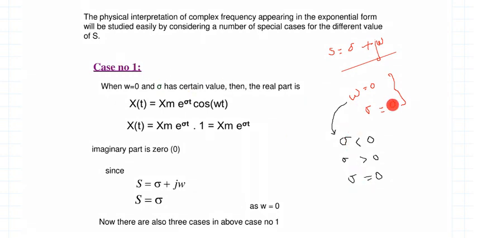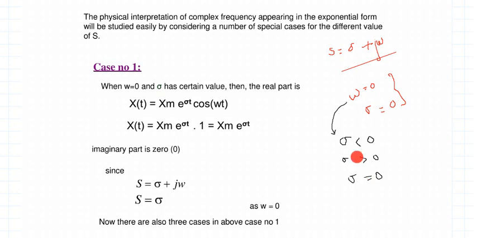We started with the first case, when we took omega equal to 0. The moment we took omega equal to 0, the imaginary part was 0. The real part reduced to only this part, xm into e raised to sigma t. Now to understand this equation, x(t) is equal to xm e raised to sigma t, where we have discussed that sigma controls the magnitude of xm. We will understand this equation by considering 3 cases of sigma.